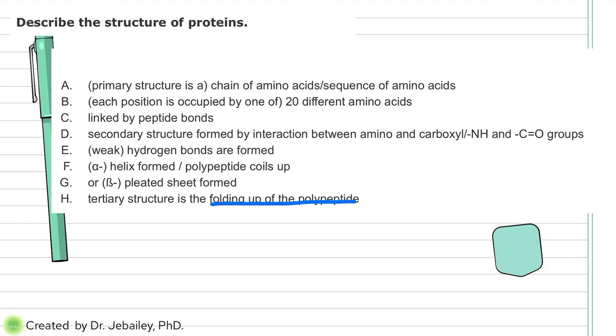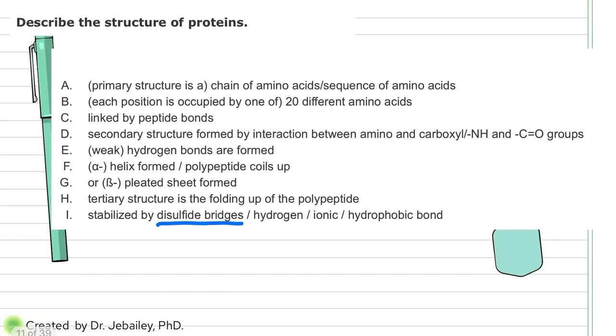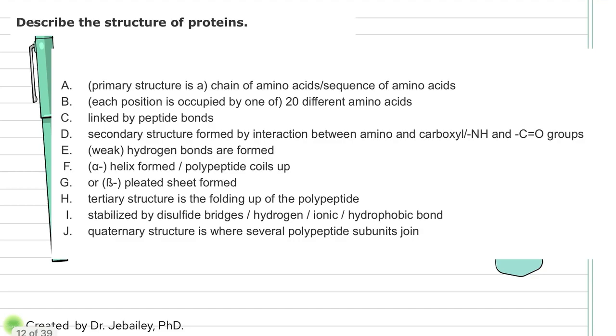Of course, in this case, it's just folding, like, for example, I showed the drawing of alpha and then the beta and then the alpha. It's just adding up together. And this has disulfide bridges. It can have a hydrogen, ionic, or hydrophobic bond. These are 4 different types of bonds. And these usually happen with the R groups.